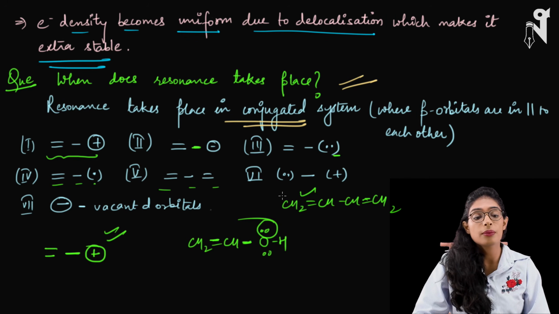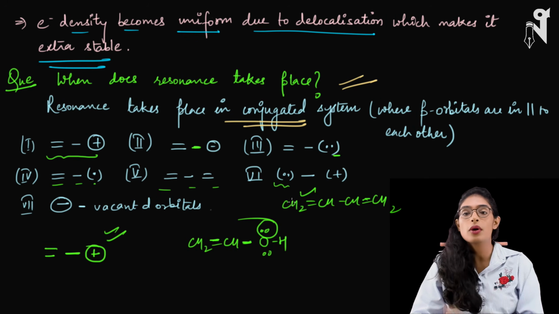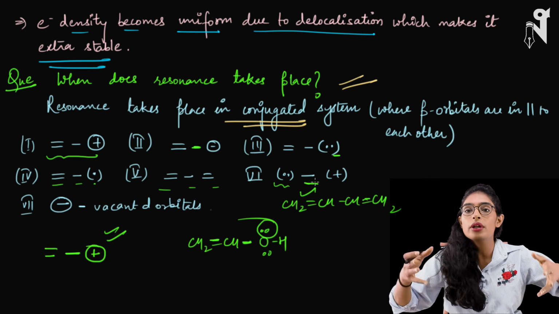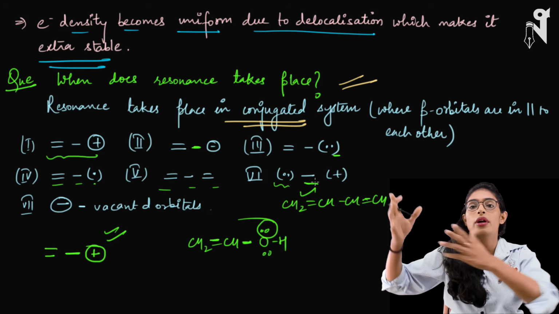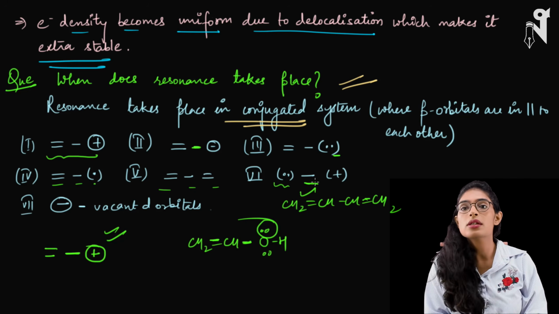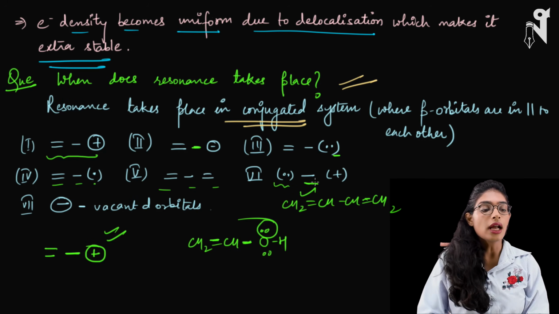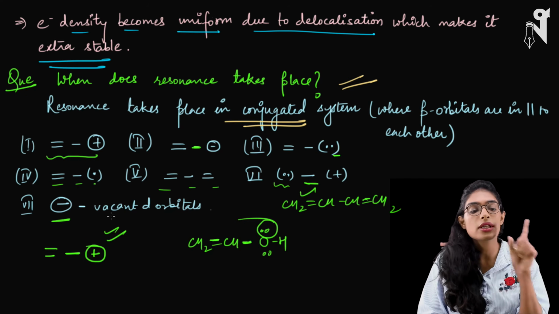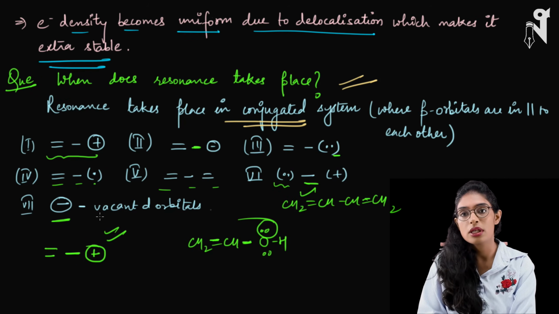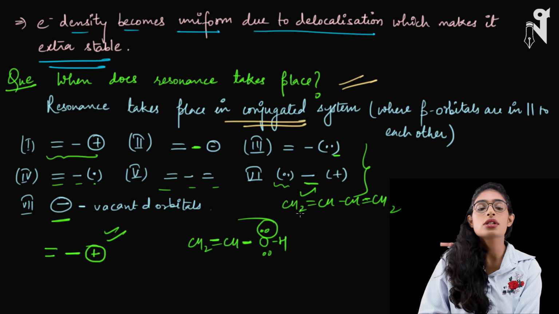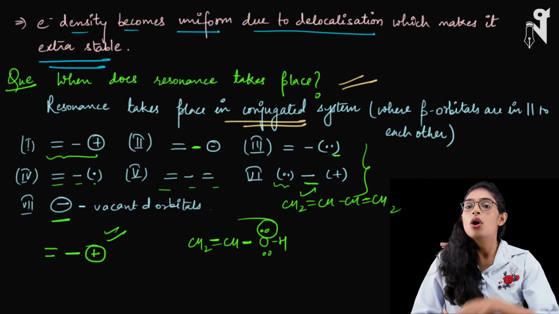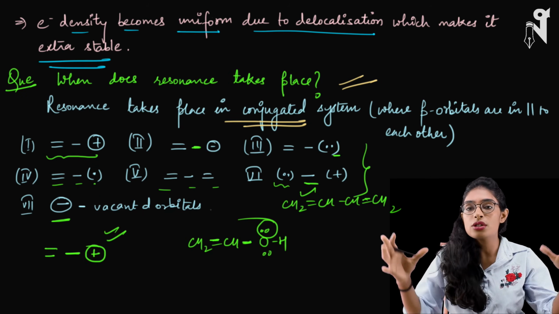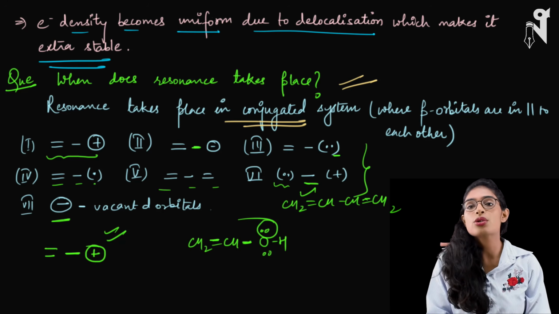Sixth is where the lone pair is separated from a positive charge through a single bond. So there is a lone pair, a single bond, and a positive charge. We will be talking about all these cases and you'll see different examples of it. The last one is where you have a negative charge, a single bond, and then vacant d orbitals. So these are all the conditions for conjugation, or if you see these kinds of representations in a molecule, that means conjugation is present in the molecule and resonance can take place.